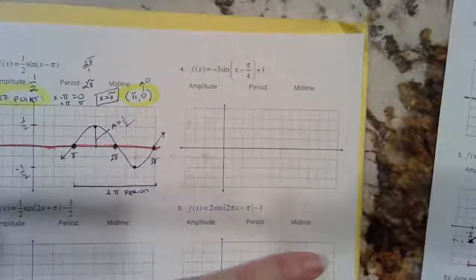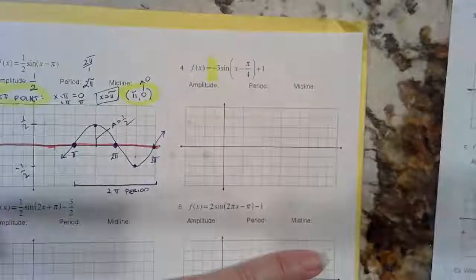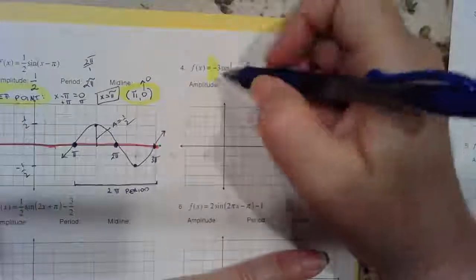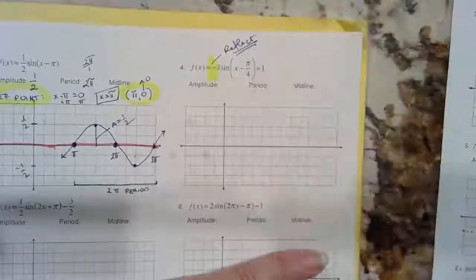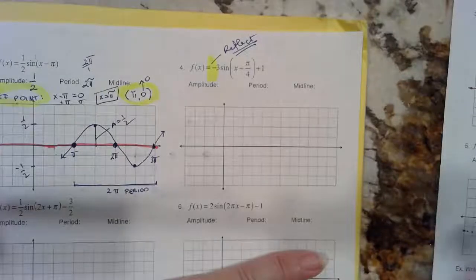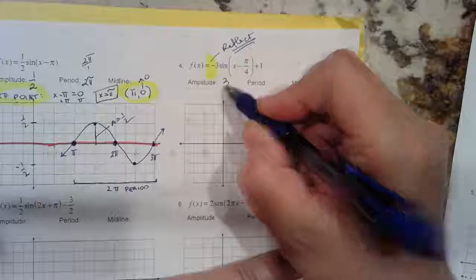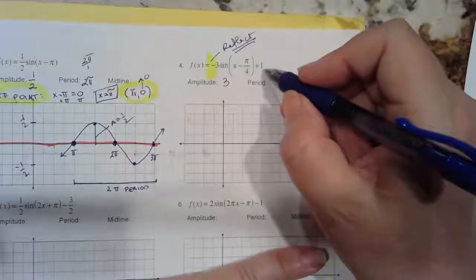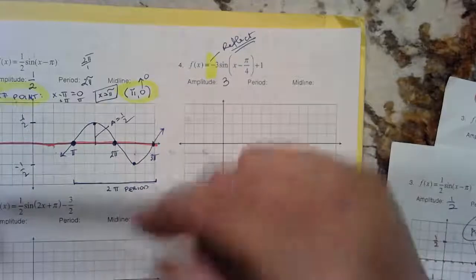Going to the next one. Notice in the next one, I have a negative again. So I don't know how you want to remind yourself that you reflect, or something that you remember on the test so you don't make a silly mistake. So the first thing you notice, my amplitude is 3. My period is going to be 2 pi.